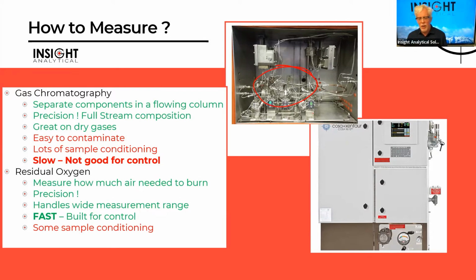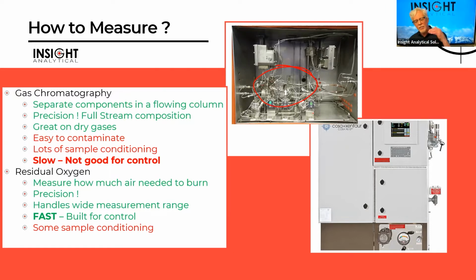Another alternative, and one that is more suitable for process control, is to use what's called the residual oxygen measurement. You basically take a small sample of the fuel, mix it with air, run it through a combustion furnace, and figure out how much air it takes to burn this fuel. I can then calculate what's referred to as my CARI, combustion air requirement index, or my WABI index, which is a measure of what my air to fuel ratios need to be. It has good precision, can handle a wider measuring range than something like a GC might, and it's fast. It's built for process control.